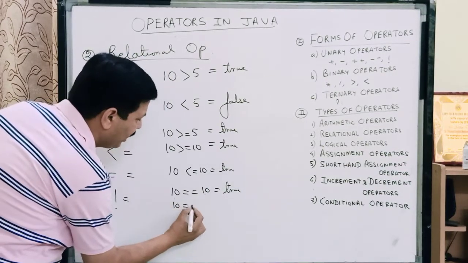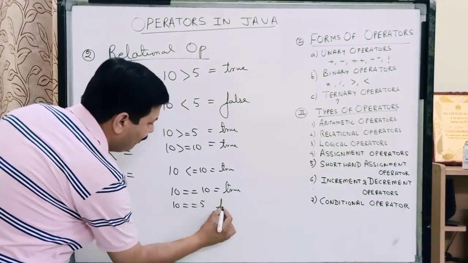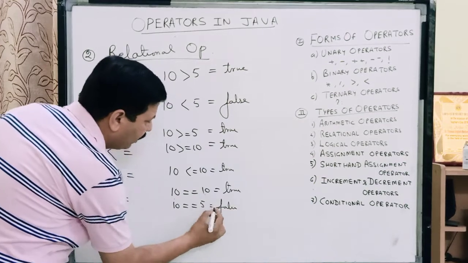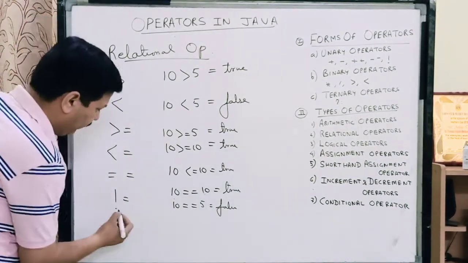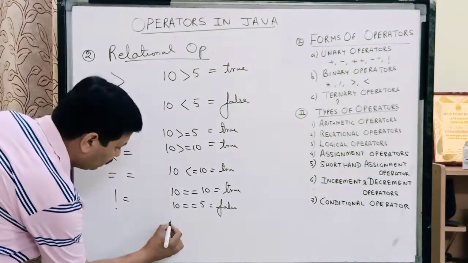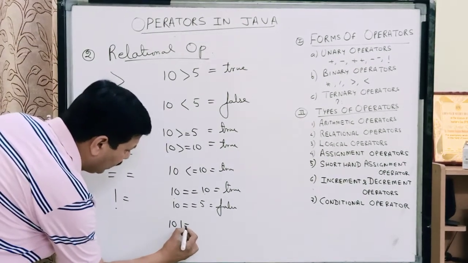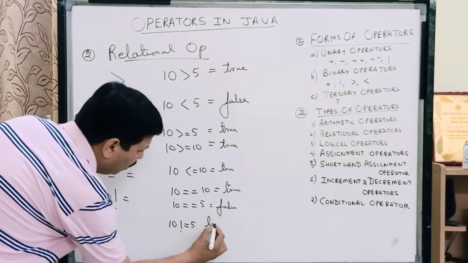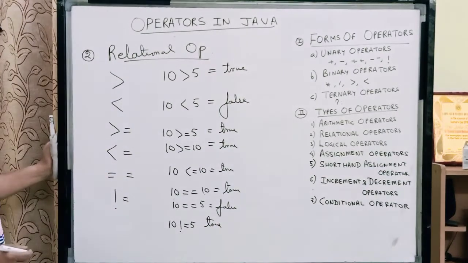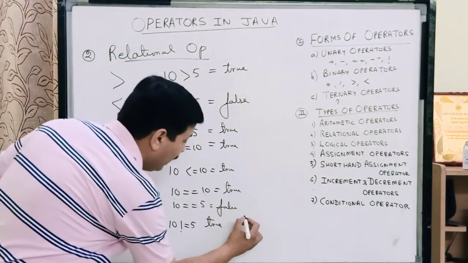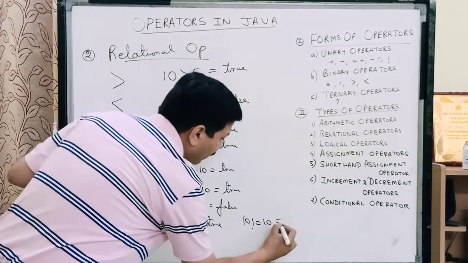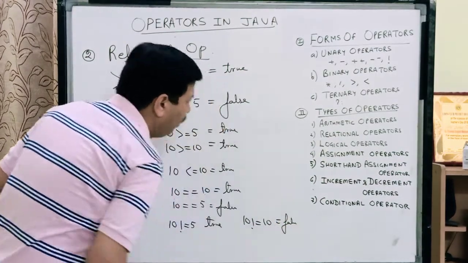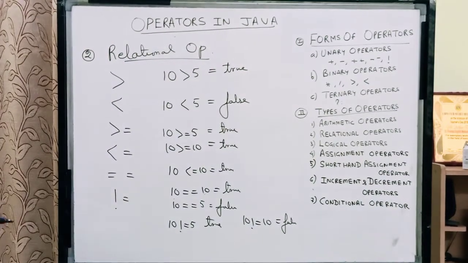But if I say is 10 equal to 5, the value will be false, since 10 is not equal to 5. And this is the sign for not equal to. If I say 10 is not equal to 5, yes, it is not equal to 5, so the answer will be true. And if I say 10 is not equal to 10, it is equal, so the answer will be false. Now children, this is regarding the relational operator.